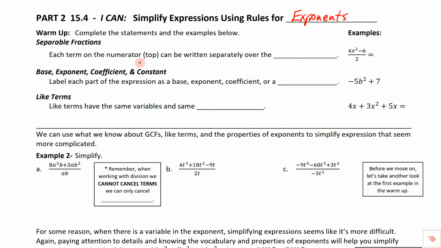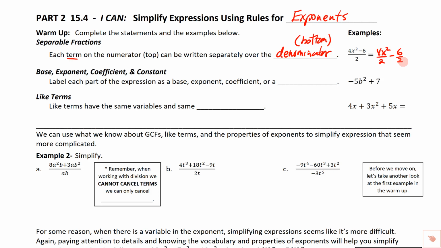So what happens there is if we've got an expression like this, each term, and this is important, each term in the numerator, in other words on the top, can be written separately over the denominator. Okay, and denominator is just a fancy word for the bottom. So we're going to take each one of the terms in the top and write it over the bottom. So here we would have 4x squared over 2, and then the sign's important, so minus 6 over 2.